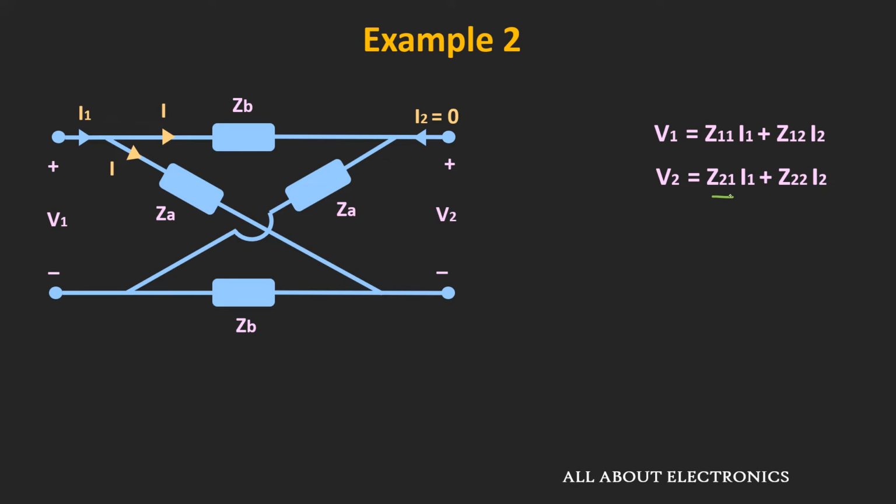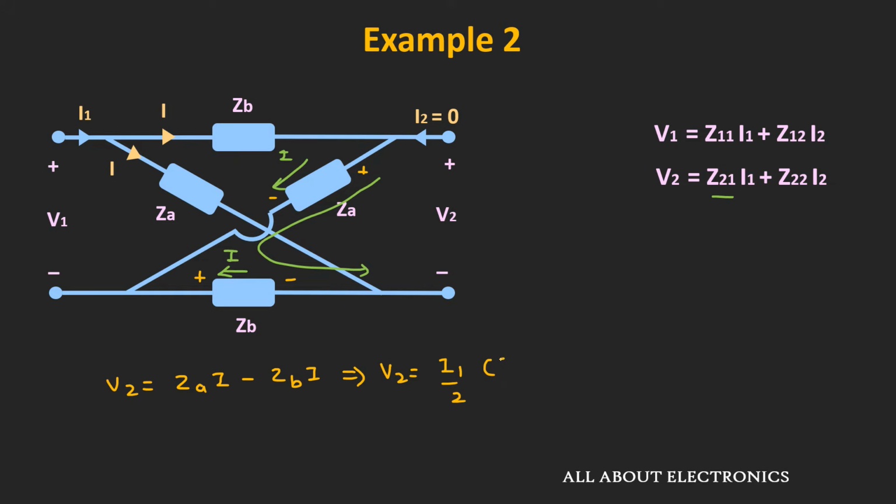Similarly, to find this Z21, let us apply the KVL equation in this loop. Now here if you observe, the current I is flowing in this direction, while in this impedance ZB, the current I is flowing in this direction. So applying the KVL equation, we can write voltage V2 is equal to ZA times I minus ZB times I, and here I is equal to I1 by 2. So we can say that V2 is equal to I1 divided by 2 times ZA minus ZB, or we can say that the ratio of V2 and I1 when current I2 is equal to 0, or Z21, is equal to ZA minus ZB divided by 2.